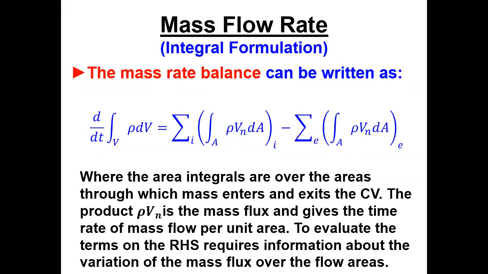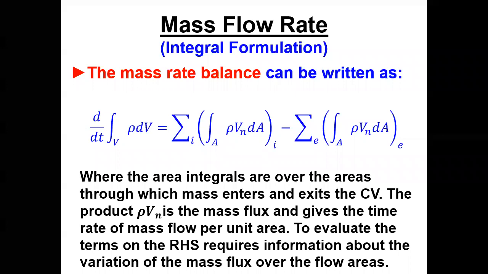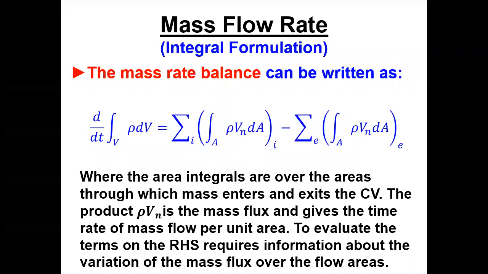But you could have 3 or 4 or 5 or 10 coming in, and you could have 3 or 4 or 5, 10 going out. And so you have to do that area integral over each one of those inlets. On the inlet term, inside the parentheses, we're going to integrate over the area of rho, the normal component of velocity times dA.